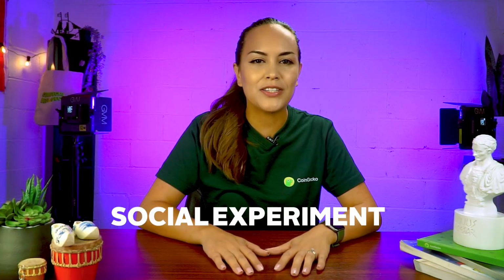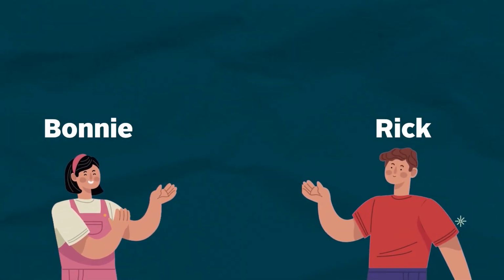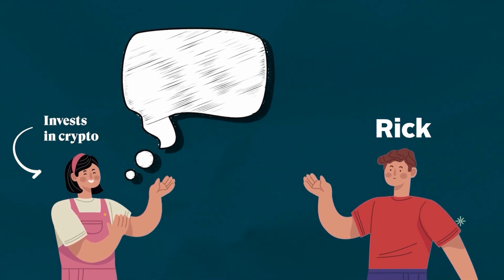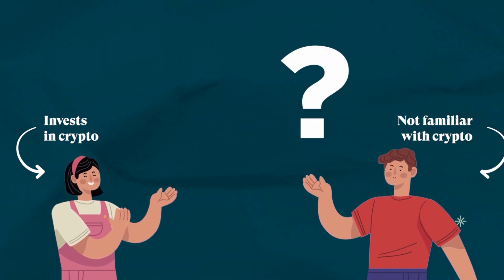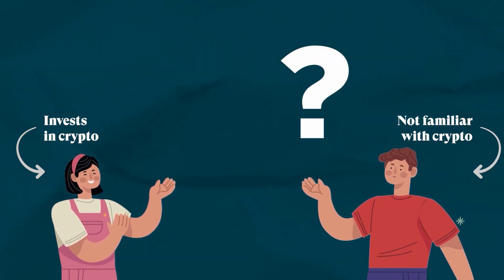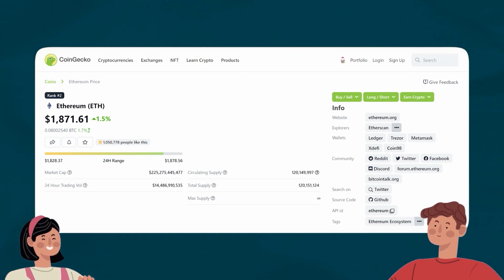Let's run a small social experiment real quick to set the stage for tokenomics later. All right, so we have two friends, Bonnie and Rick. Now, Bonnie here knows a thing or two about crypto and holds some assets, while Rick doesn't really pay much attention to the space. We show both of them Ethereum's coin page on CoinGecko. How do you think each of them will interpret the information on the page?